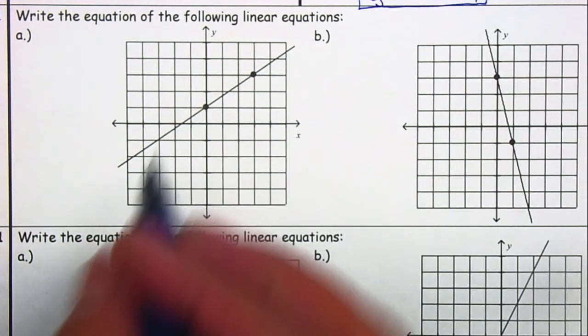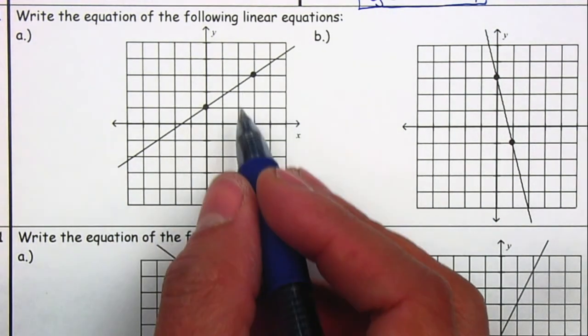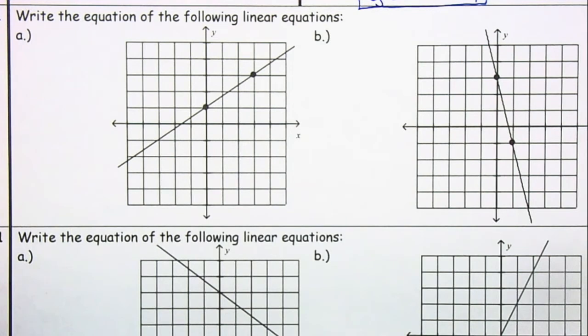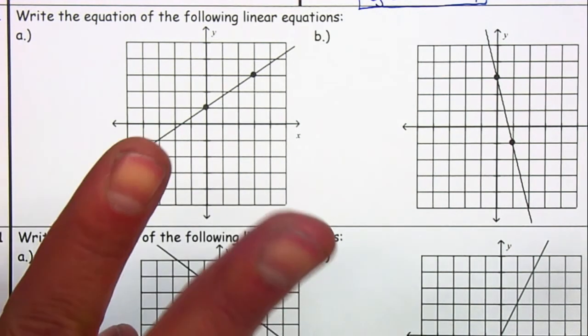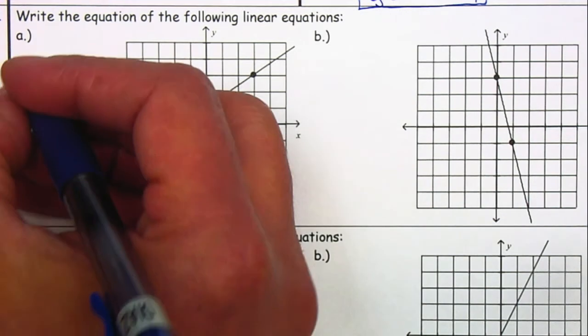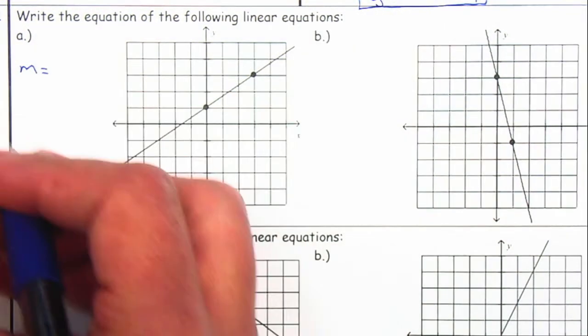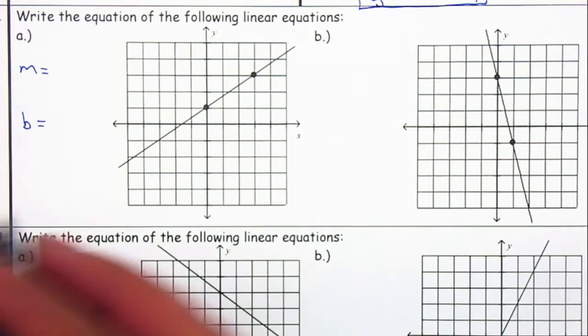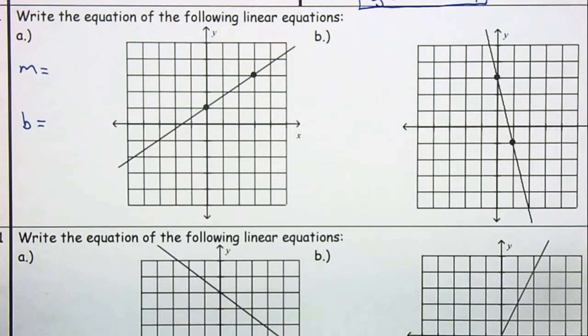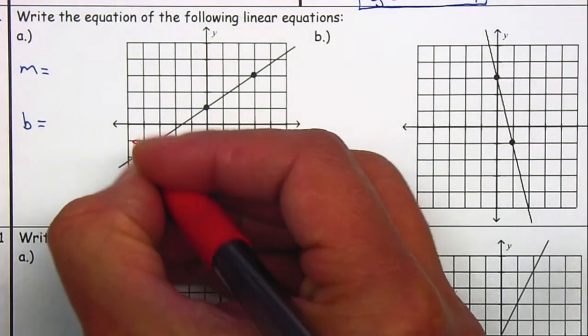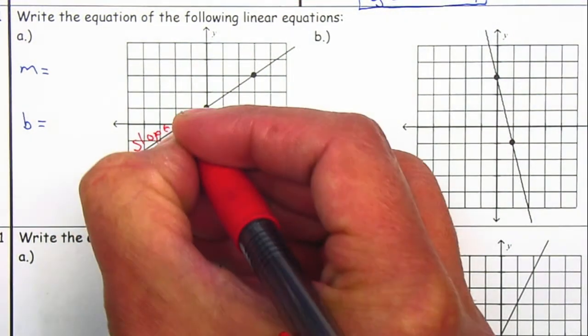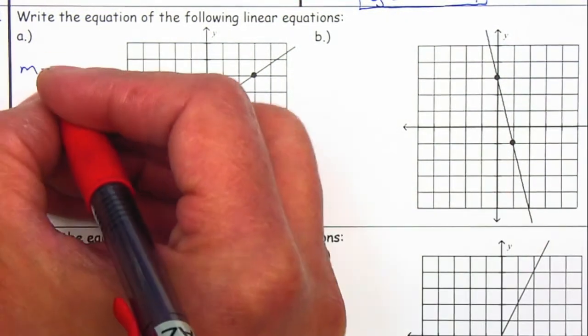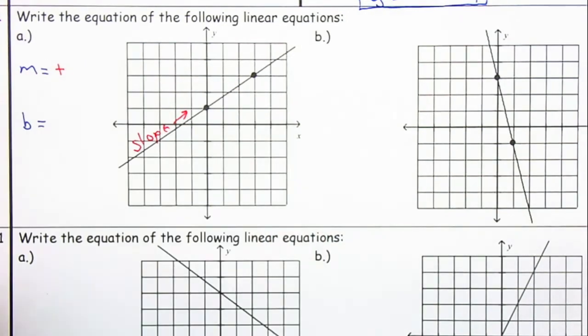In this example, they're giving you guys the graph. So in order to be able to write the equation in slope-intercept form, we need two key pieces of information. We need our slope and we need the y-intercept. Now our slope, first we need to determine if the slope is positive or negative, so I'm going to write the word slope on the line. It's going up, so I know that my slope will be positive.